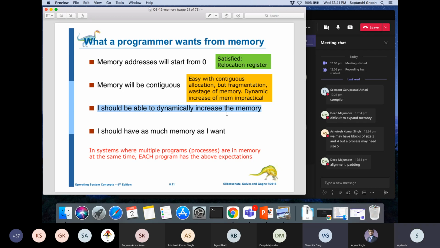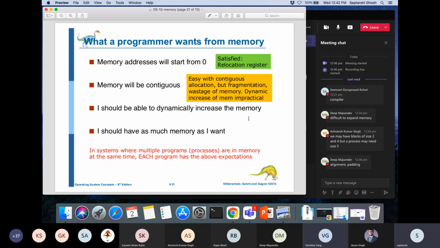So again, contiguous allocation is a very simple scheme. This requirement we have already satisfied with the relocation register concept. Also, with relocation register and contiguous allocation, just like we discussed, we would have satisfied these two expectations. But then this third expectation we would not be able to satisfy in practice. Also, there are these problems of wastage of memory, so we would not like to do that. Therefore, we move towards more complicated schemes of non-contiguous allocation.